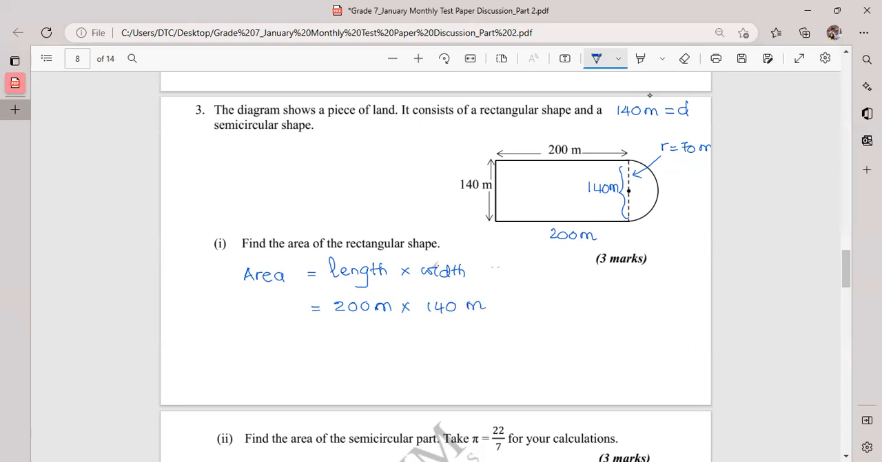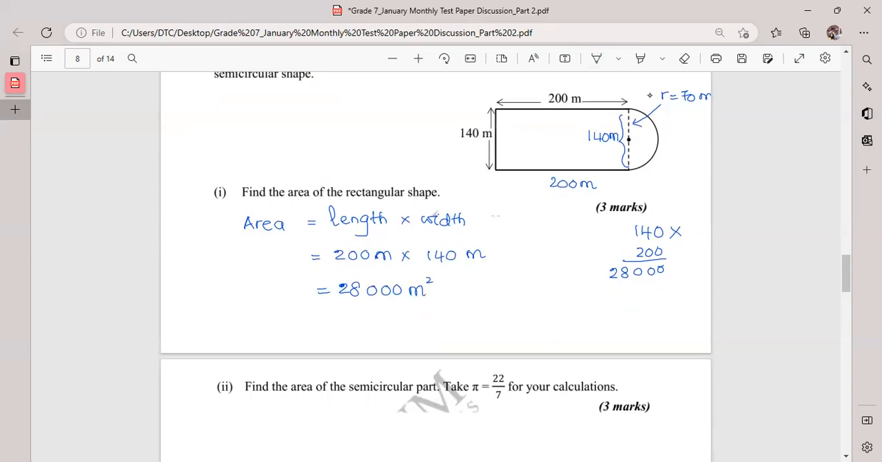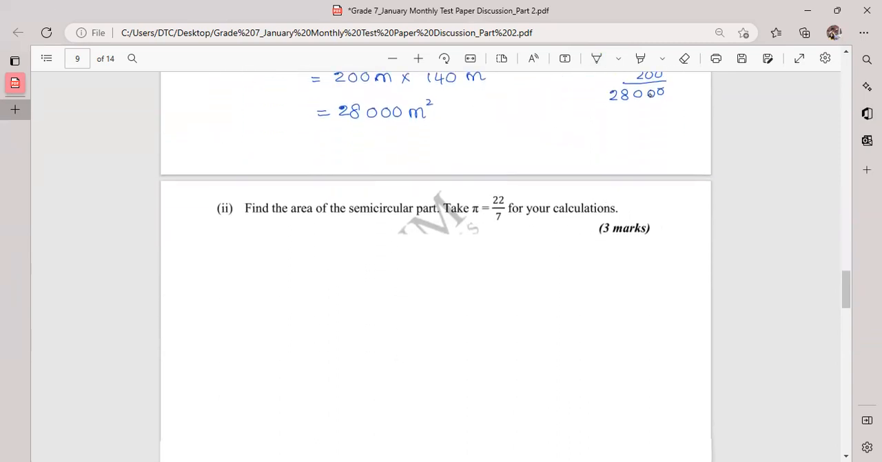140 meters, right? So then what you can do, you multiply 140 by 200, and you get the answer. 140 multiplied by 200 is 28,000. So then the answer will be 28,000 meter square, right? So then find the area of the semicircular part.